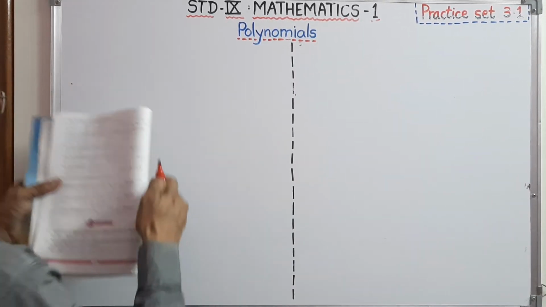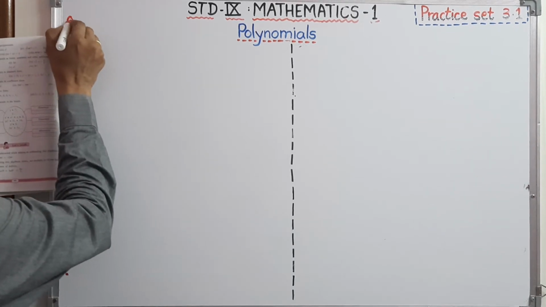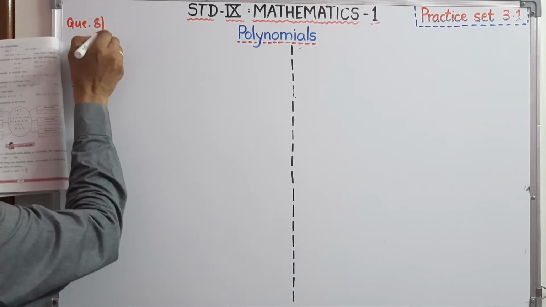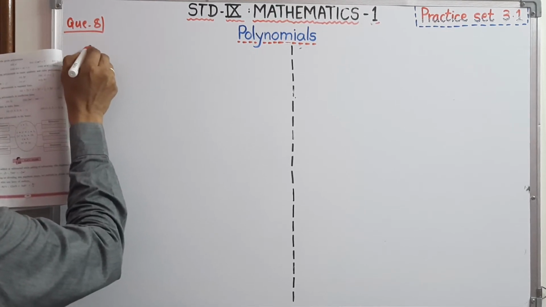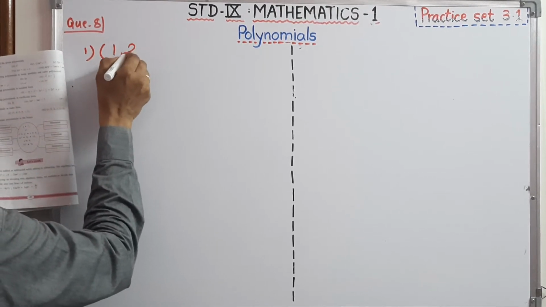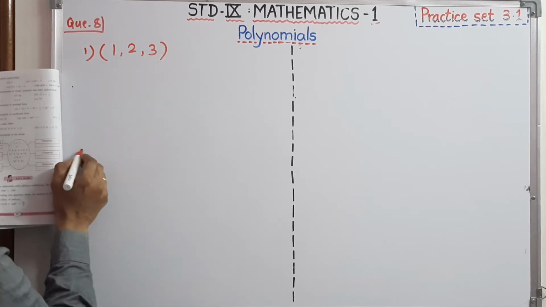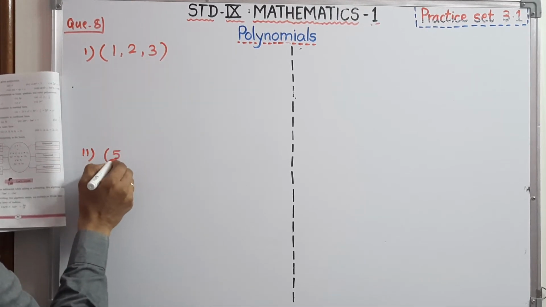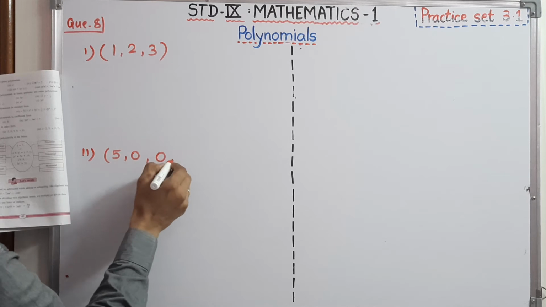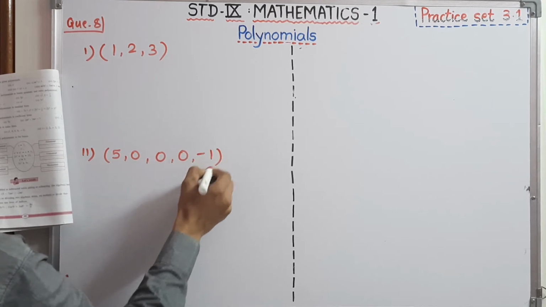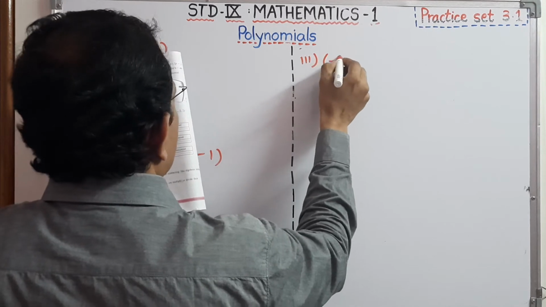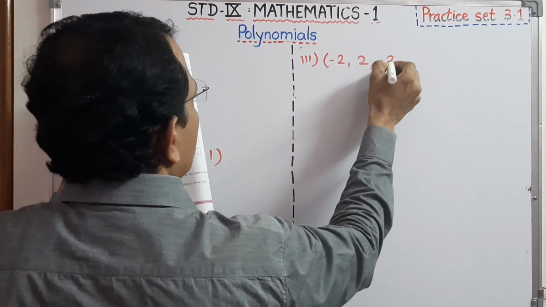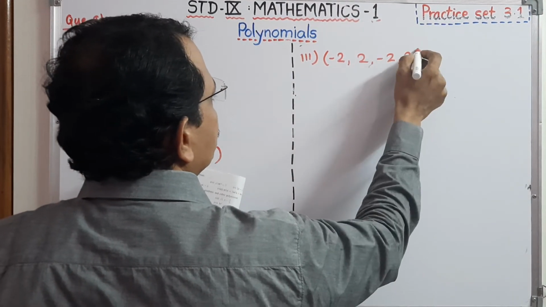Question number 8. Write the polynomial in index form. The first one is 1, 2, 3. The second one is 5, 0, 0, 0, minus 1. And the third one is minus 2, 2, minus 2, and 2.